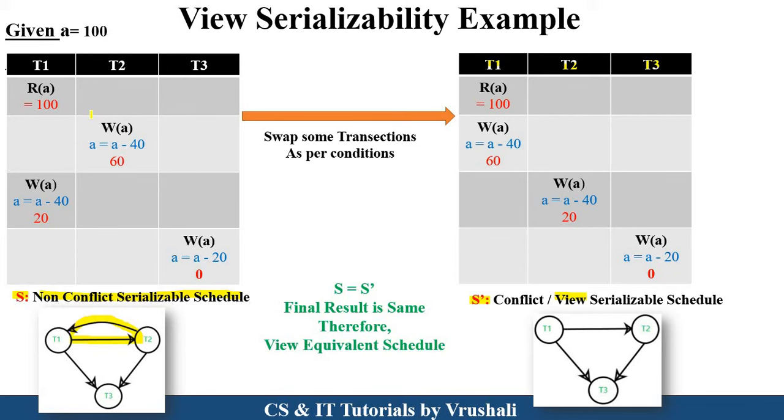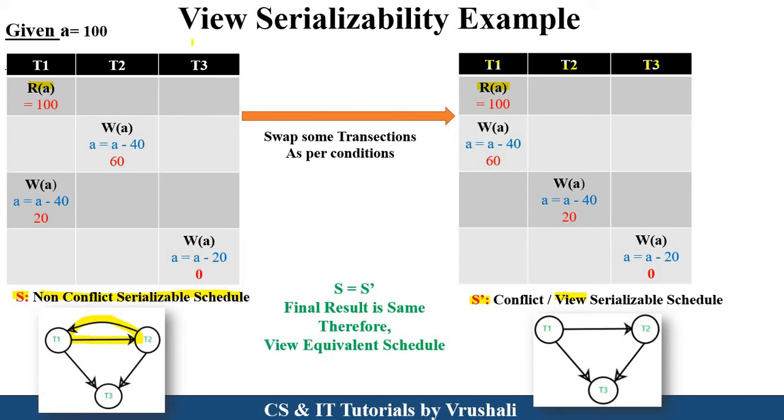Second thing, as per the condition, T1 read operation has been performed first. So in S dash also, T1's read operation is performed first. This is the first condition. The second condition is that all the operations are performed in read-write mode on the same data item. See here, read write is there on the same data item A. So in S dash also, the same read write operations are performed on the same data item A.